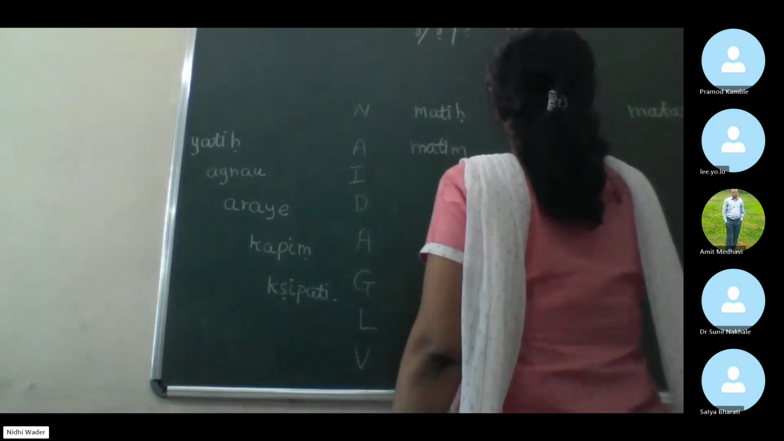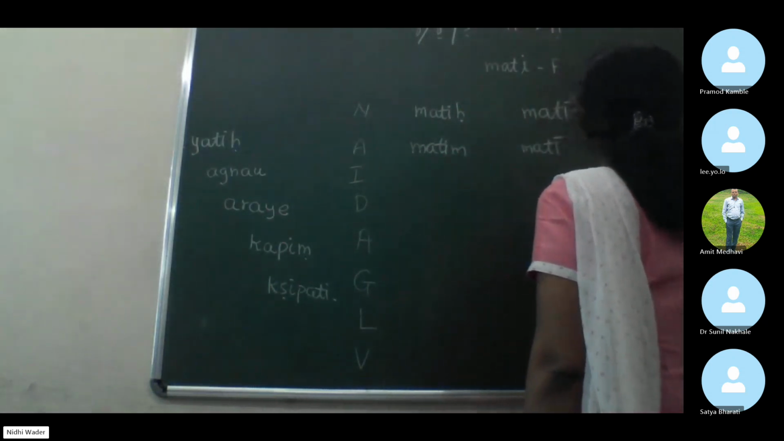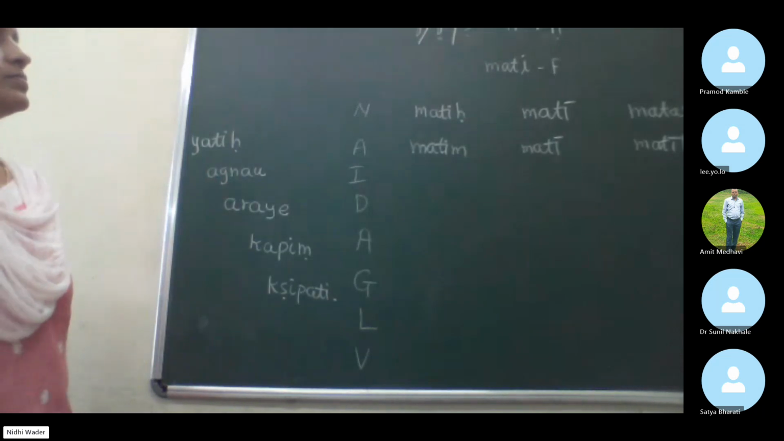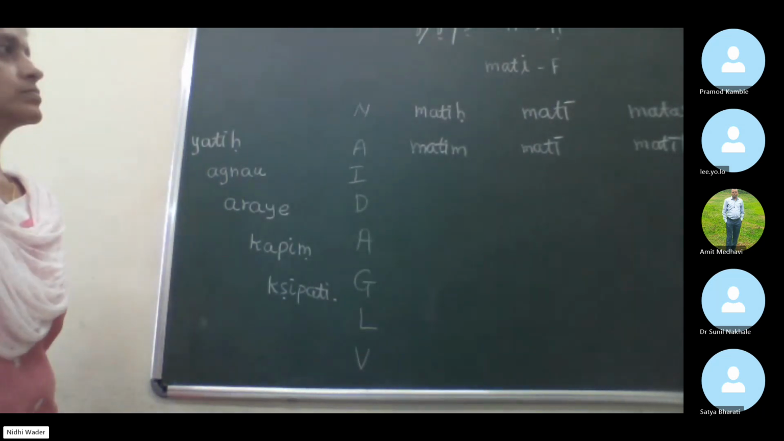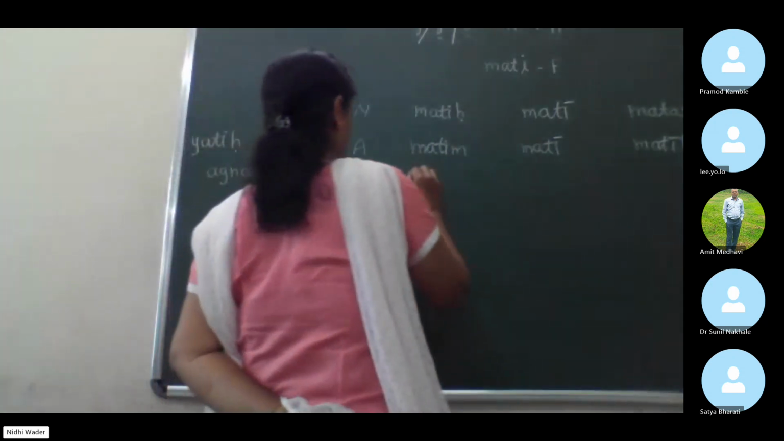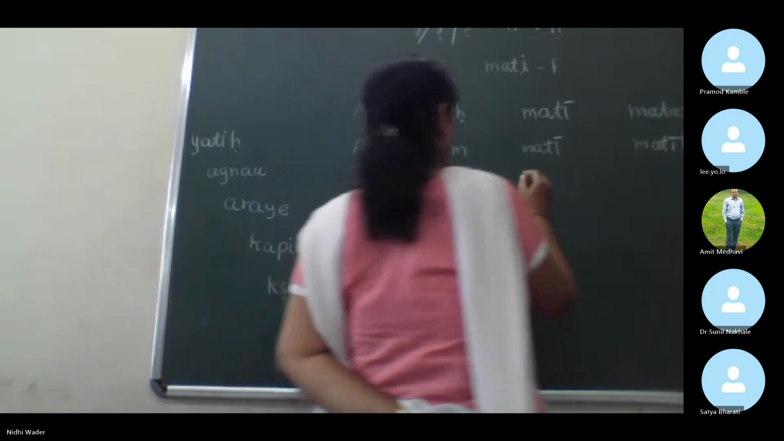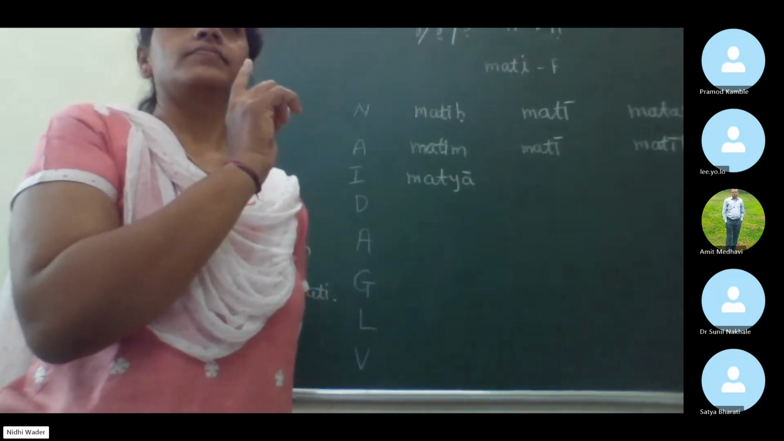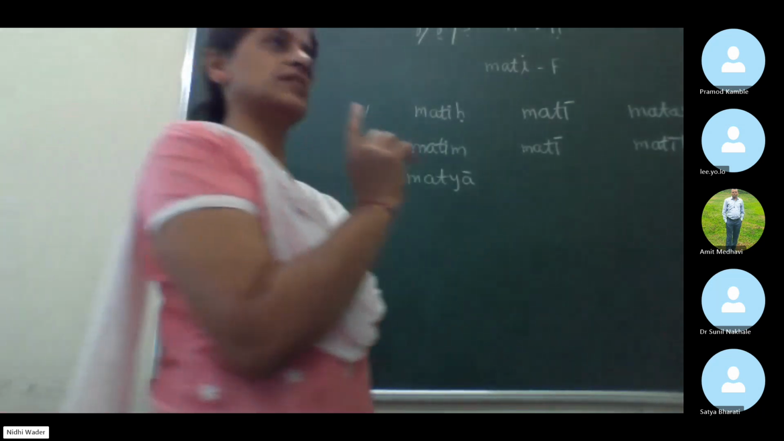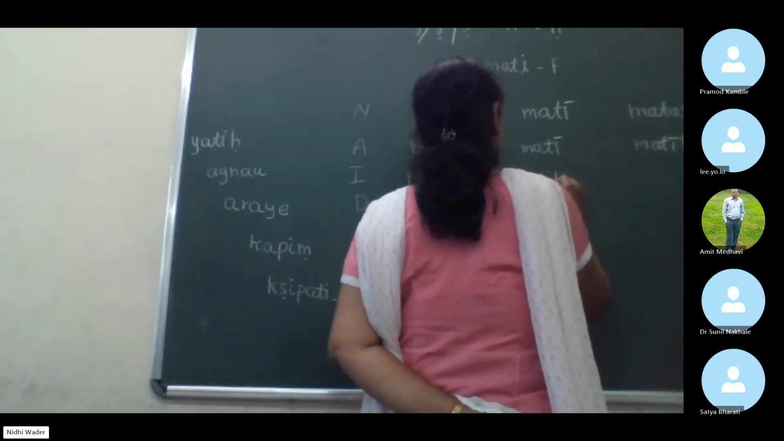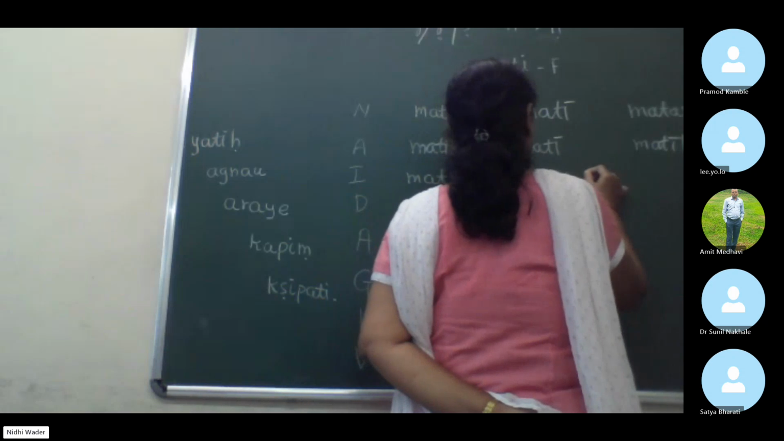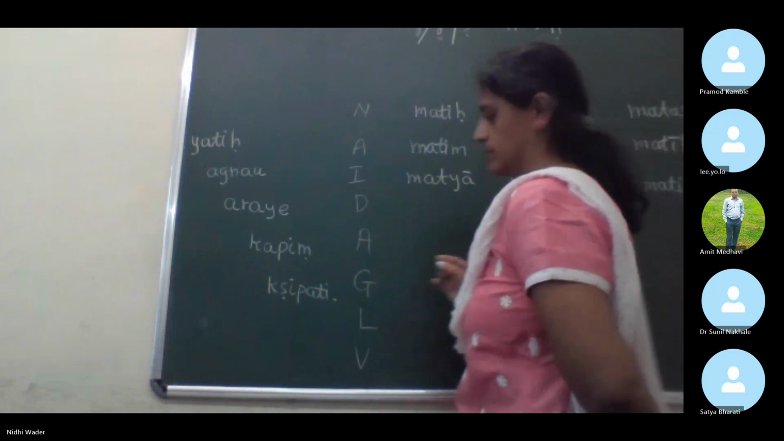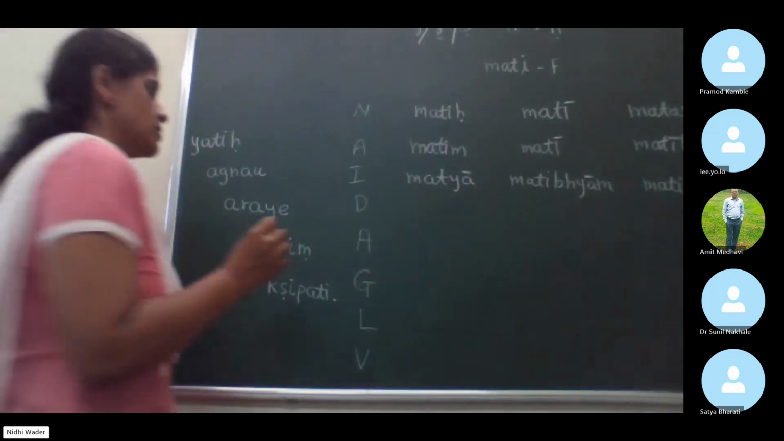Matim, Mati, Matihi, Matya. Can you guess the dual of instrumental now? I told you what is dual of instrumental. Bhyam. So Mati bhyam. No change. Mati plus bhyam. Mati bhyam. And Mati bhihi. Matya, Mati bhyam, Mati bhihi.